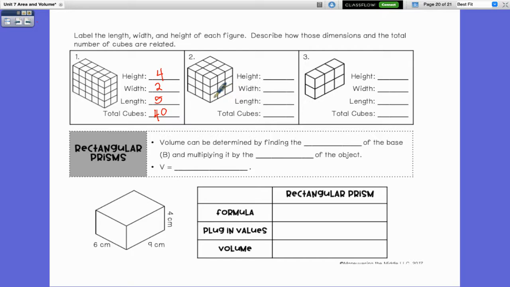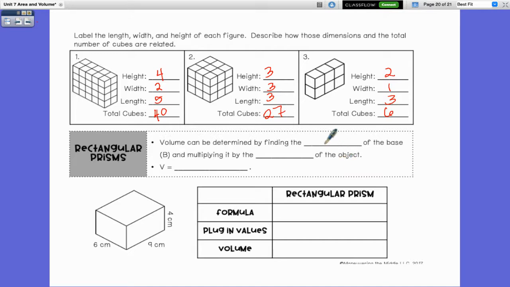How about this one? My height is 1, 2, 3. My width is also 3. And my length is also 3. So 3 times 3 times 3 is 27. My height here is 2. My width is 1. And then my length is 3. 2 times 1 is 2, times 3 is a total of 6 cubes.